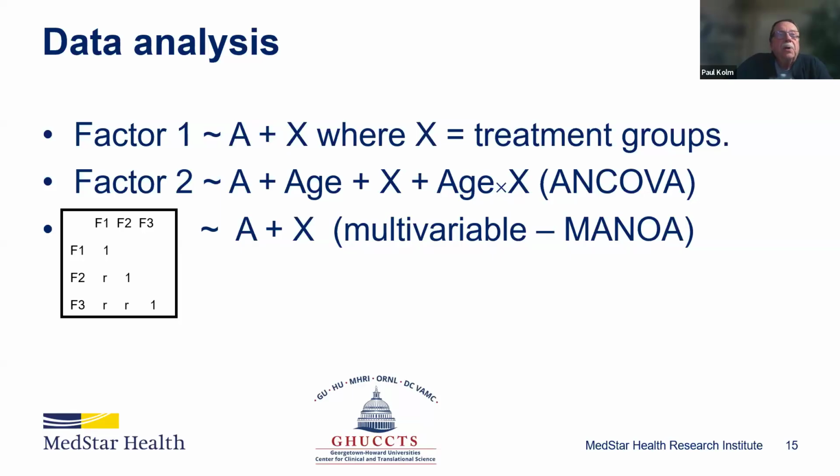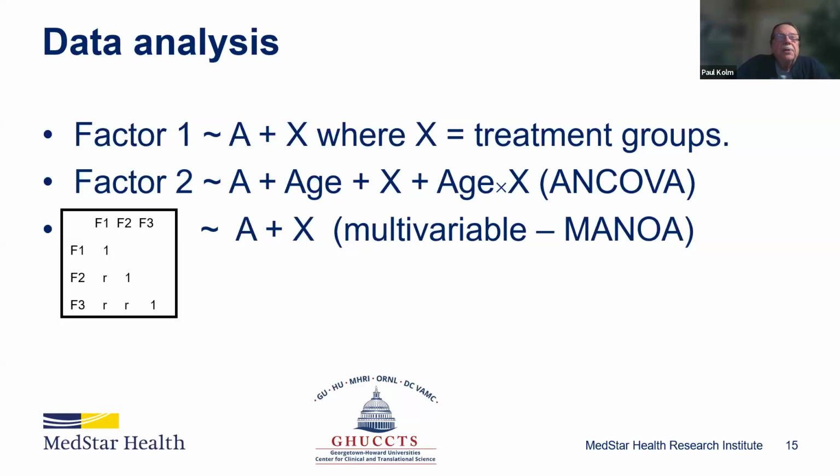Or maybe we want to include a covariate. And so maybe we're going to say factor 2 is equal to age plus the treatment group and the age by treatment group interaction. And so that's analysis of covariance. And the covariate can't be a variable that you've used in the factor analysis to begin with.